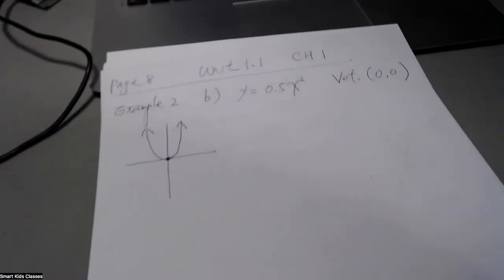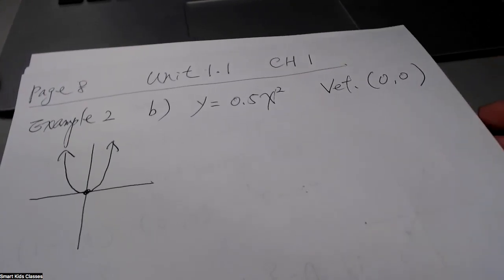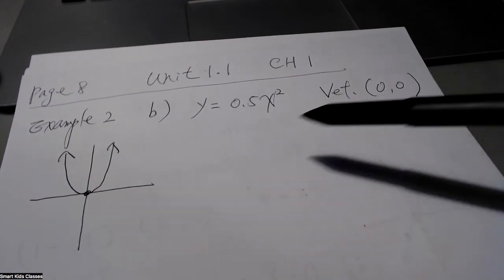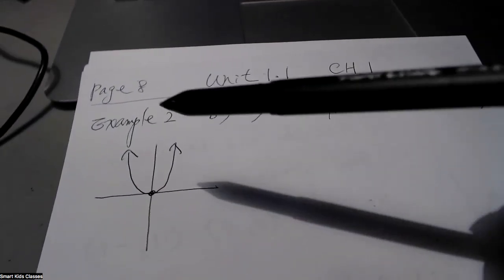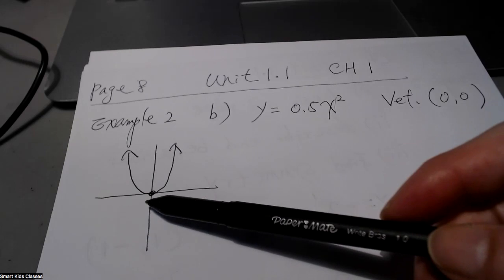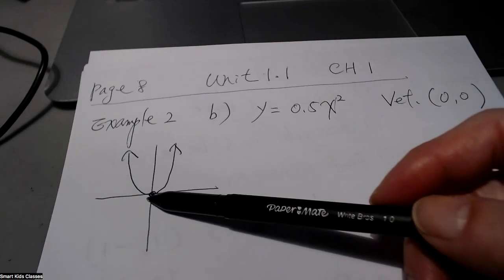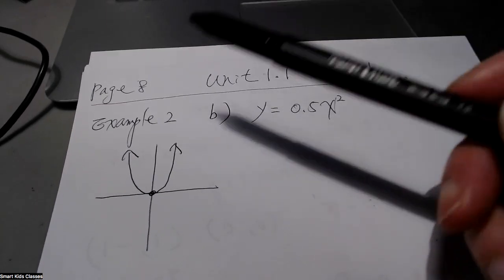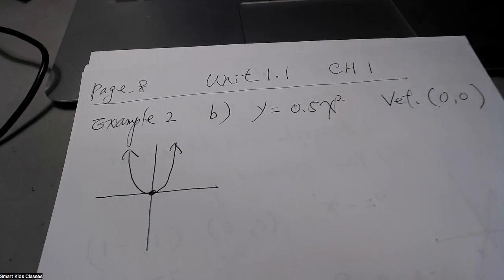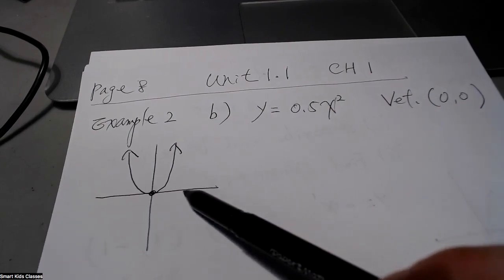Example 2 is B. y equals 0.5x exponent 2. So we plot the graph. First, we're going to find the vertex. The vertex is at the origin. I'm going to explain the graph. As x approaches positive infinity, y is positive. As x approaches negative infinity, y is also positive. So this is an even degree, and we write that it involves quadrants 2 to 1.